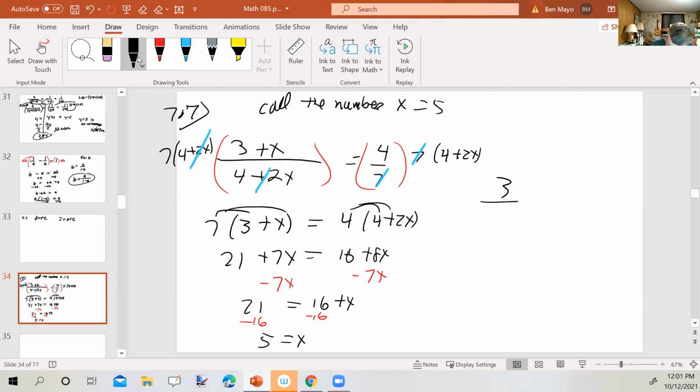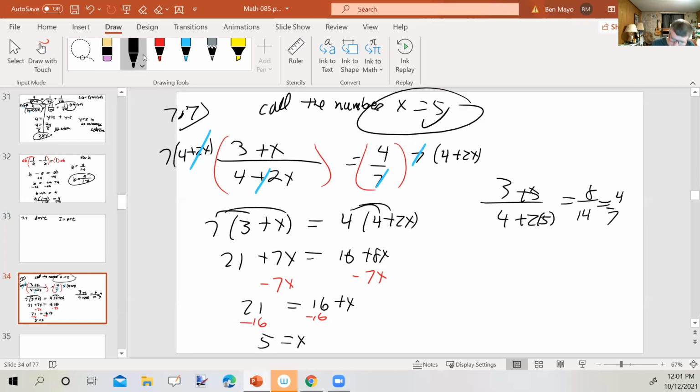Let's make sure. 3/4 plus 5 on the numerator, plus 2 times 5 on the denominator, would give us 8 over 14, which is 4/7. So it checks.